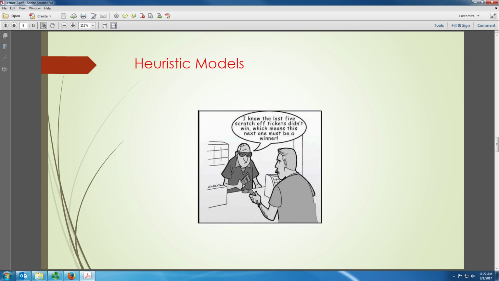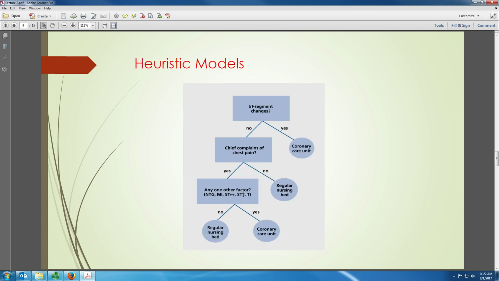Then we have something called heuristic models. Now, Bayesian networks could also be used in heuristic models. Here's a cartoon that says, I know the last 5 scratch-off tickets didn't win, which means this next one must be a winner. That's heuristics, educational guessing. If you have 6 tickets, and you know for a fact that one of them is a winner, the first 5 did not win, what that tells you is the last one is a winner. Okay, that's heuristics, educational guessing.